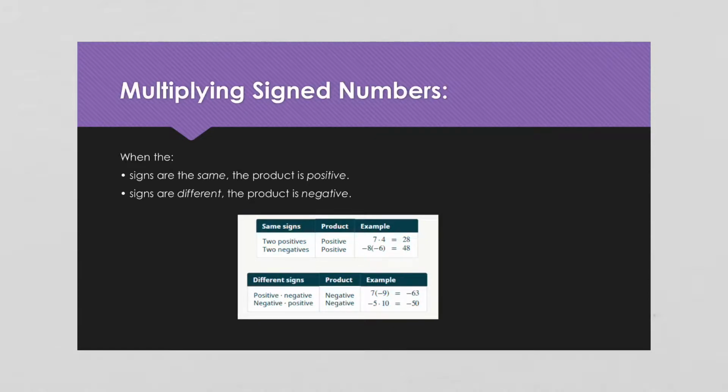So when your signs are the same, if you have a positive times a positive, your answer is positive. When you have a negative times a negative, your answer is positive. So when signs are the same, your answer will always be positive. When you have a positive times a negative, your answer is a negative. When you have a negative times a positive, your answer is also negative. So when your signs are different, your answer is always negative.